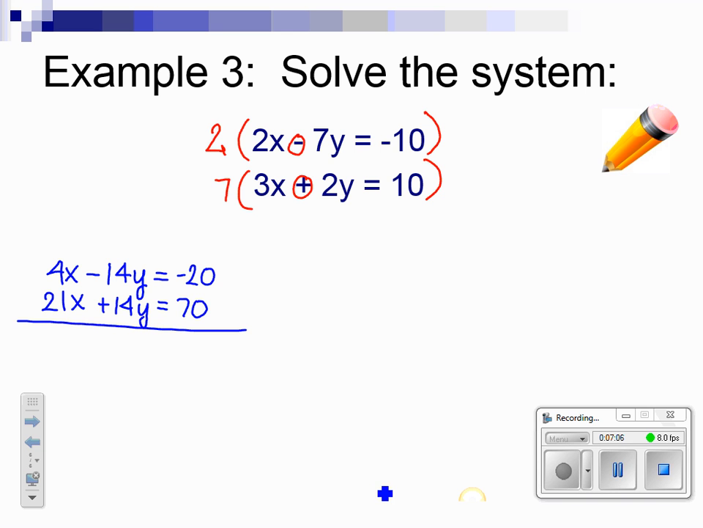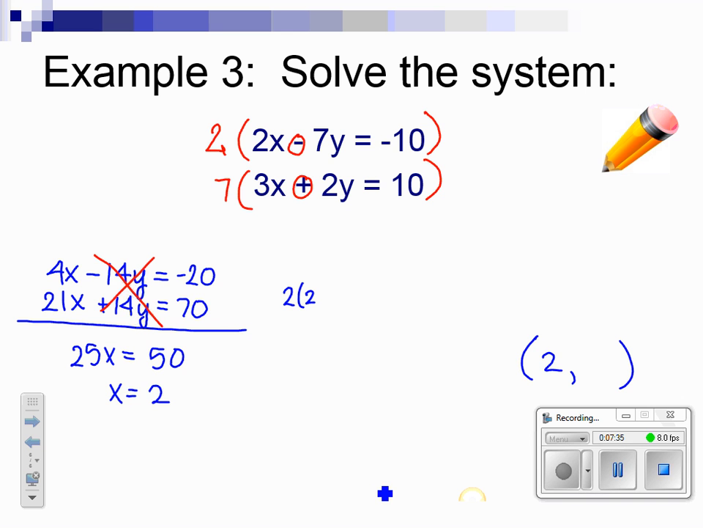And I just like how that 14 and negative 14 eliminate each other. And when that happens, then I get 21 plus 4 is 25x equals 50. x equals 2. So then I'm going to see what I can get for my y. I'm going to plug that 2 back up into the original. And I'm going to use the original equation. Remember, when we're doing this, we always go back to our originals.